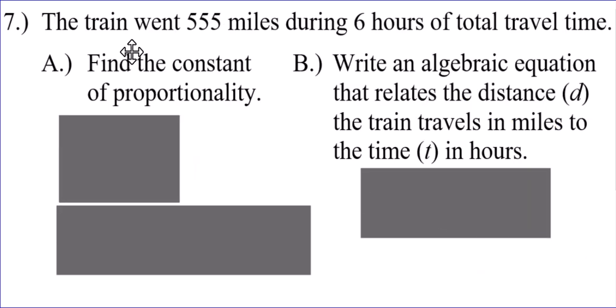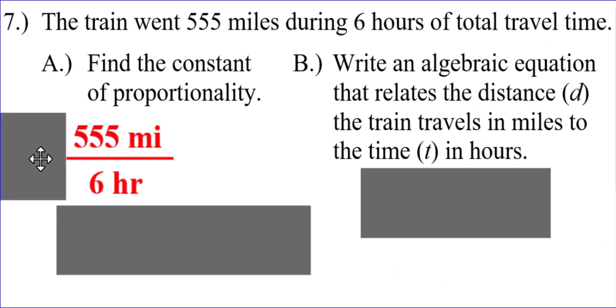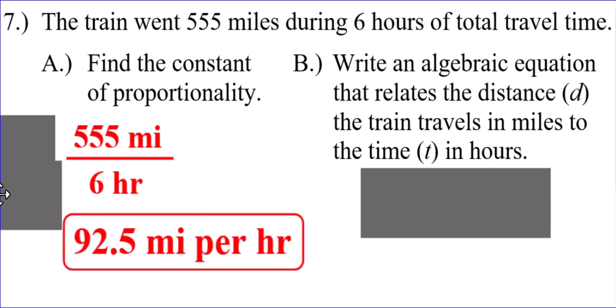And the last problem, a train went 555 miles in 6 hours. Find the constant of proportionality. Miles per hour is the order that makes sense. So you better have the miles on top and the hours on bottom. It would not make sense to do hours per mile. Divide, you will get 92.5 miles per hour. You can also call that MPH if you would like.